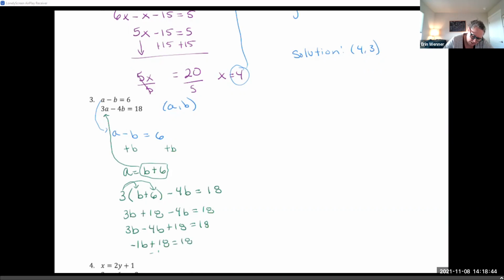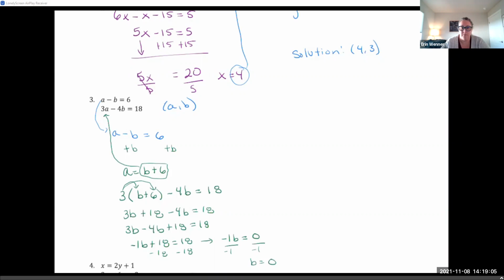If I subtract 18 from both sides, I end up with negative 1B equals 0. And that's a fine answer, right? That's possible that we would get that. When I divide by negative 1, I just get that B equals 0. Again, that is okay for that to be an answer.